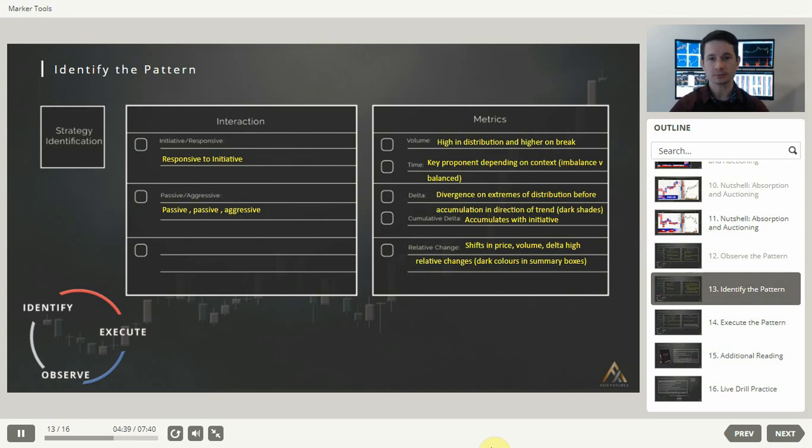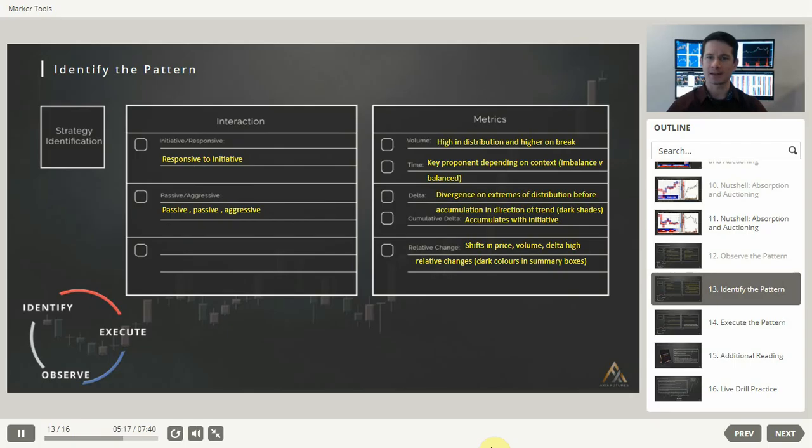Now, metrics, super important. You want to pay attention to these key metrics. Again, you simply get the chart up and have a look at the volume, the time, the delta, the cumulative delta, and the relative change. Make sure you're writing down what was happening with every one of these metrics within this strategy. So in general, what we observed was high volume within the distribution, but much higher on the break, for obvious reason: initiative does tend to bring new business and high volume. In terms of time, it is a relatively key proponent, and obviously this depends quite a lot on context.